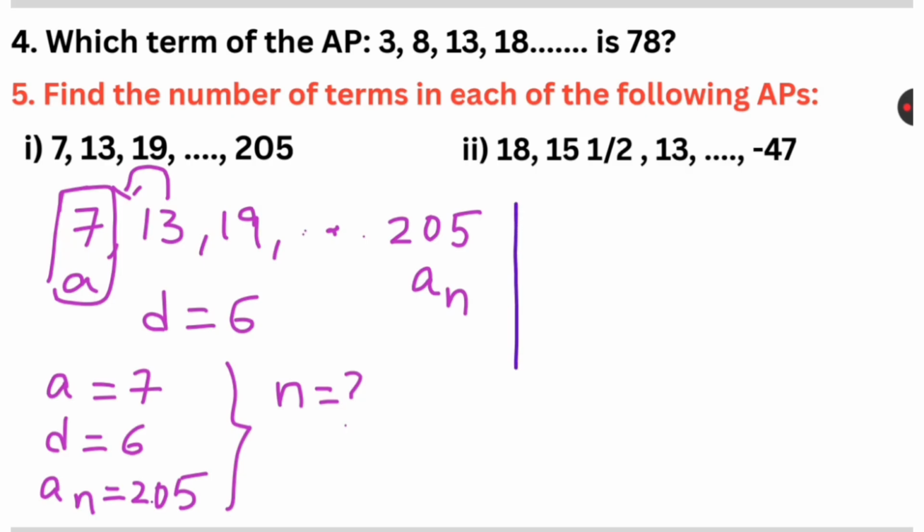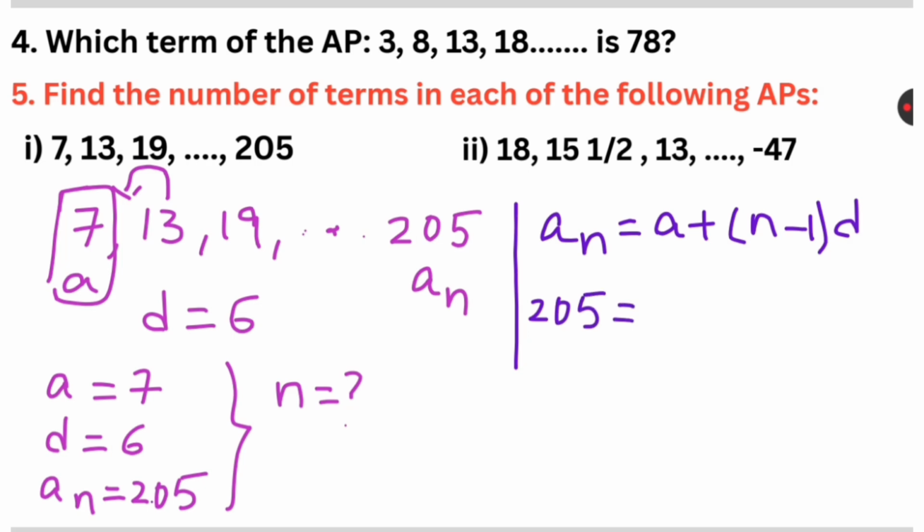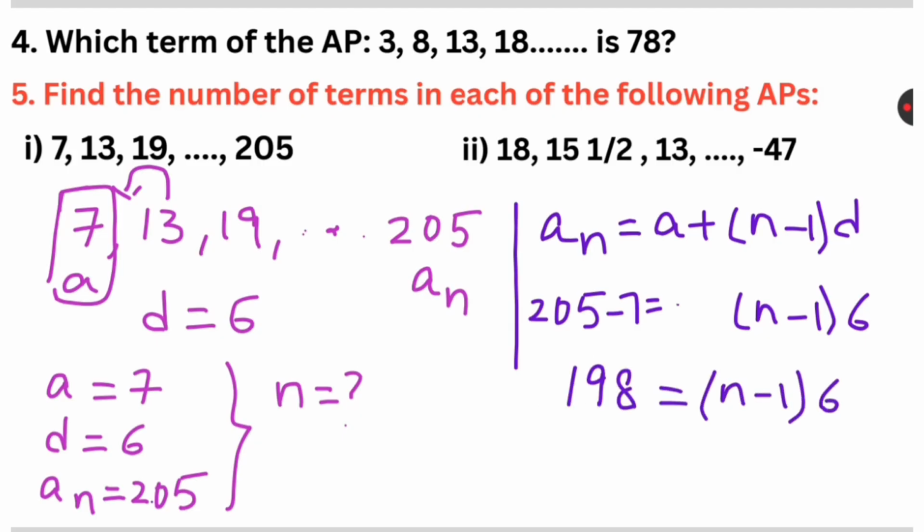Here we have to use the an formula, which is a plus n minus 1 into d. an is 205, that is equal to a value 7 plus n minus 1 times d value 6. Here we have a plus 7, so on both sides subtract 7. Plus 7 minus 7 turns into 0. 205 minus 7 gives 198, that is equal to n minus 1 into 6. So divide both sides by 6. Here 6 gets cancelled. We are left with only n minus 1 on the right hand side.